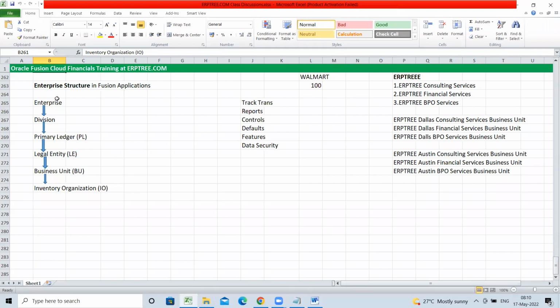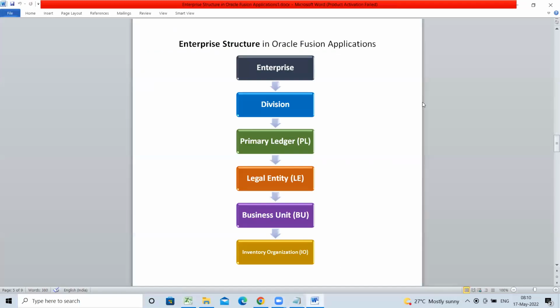So top level enterprise, under the enterprise divisions, under divisions primary ledgers, under primary ledgers legal entities, under legal entities business units, under business units inventory organization. This we call the enterprise structure in Fusion applications. I'll take you through a few slides with some examples to understand the enterprise structure better.